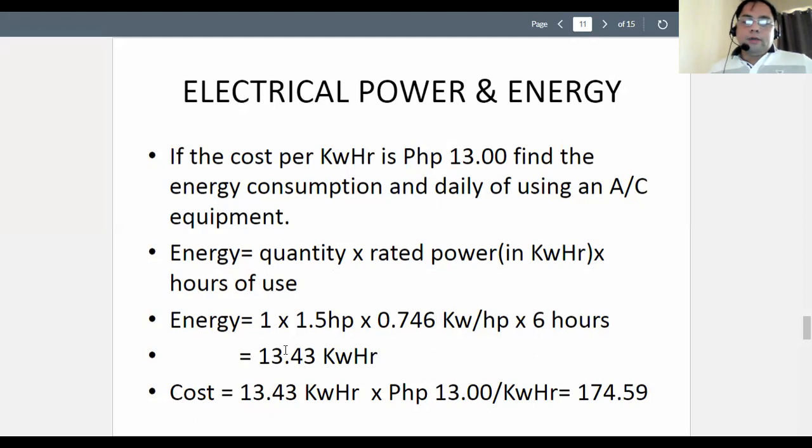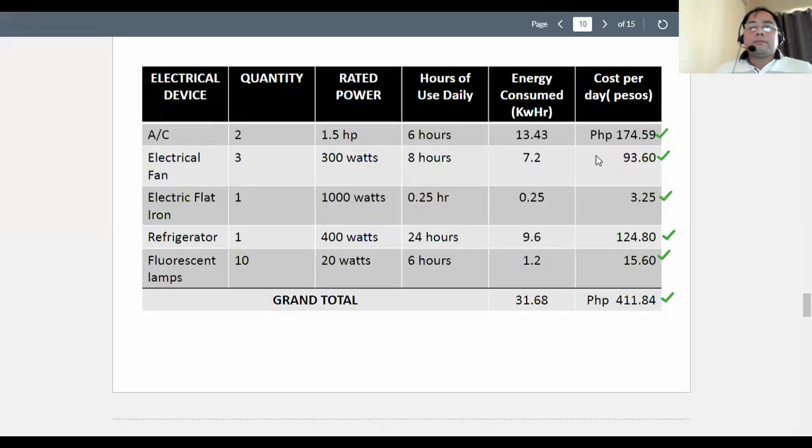by dividing your answer by 1,000. So just like the first value, you have your 13.43 kilowatt hours. If you multiply that by 13 pesos, this must be the first value. So let's go back to the previous slide. We get this column again, 174, by multiplying this kilowatt hour of use or energy consumed by the cost per kilowatt hour of 13 pesos. So times 13 will now give you this column. So it will have a total of 411.84 pesos. And this is just in a day.